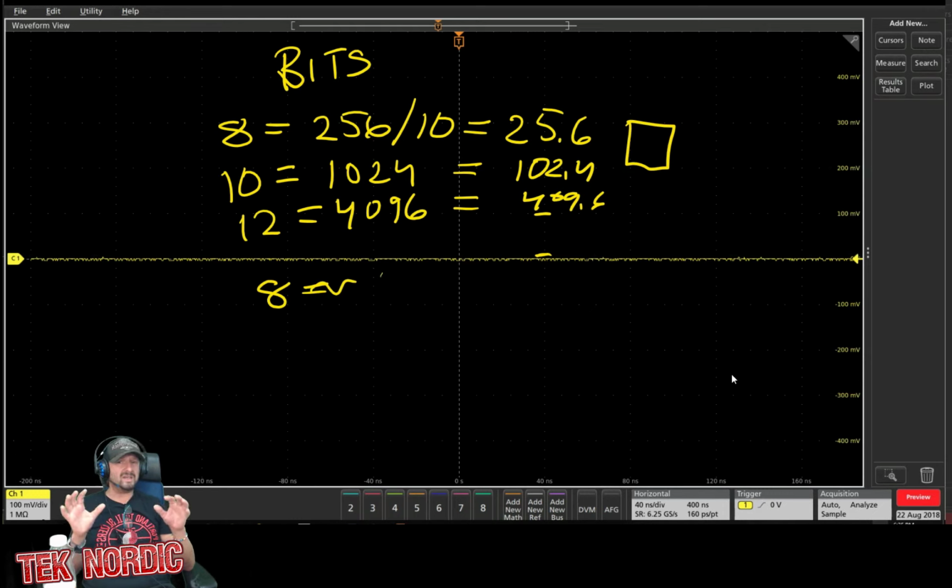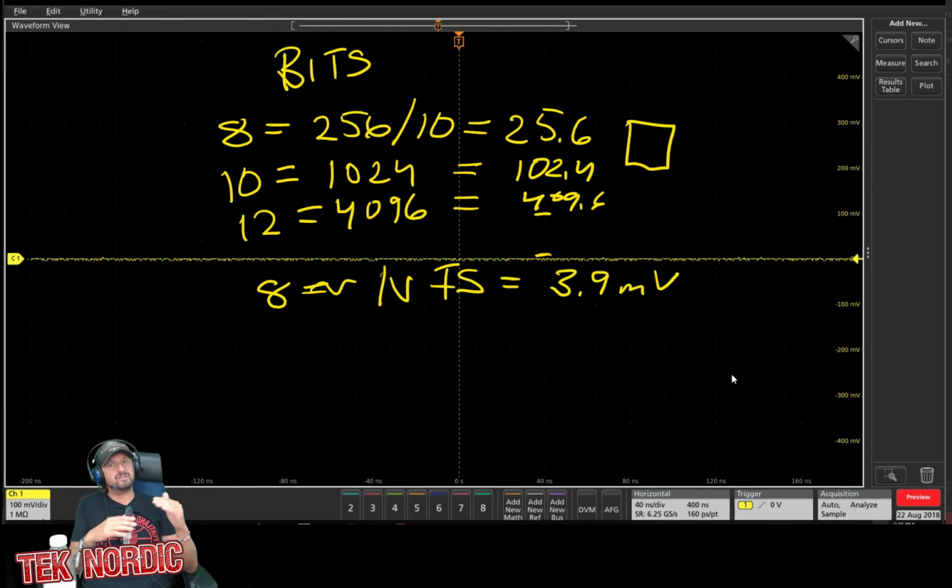This gives you, in this case, when we have 1 volt full scale or 100 millivolt per div, approximately 3.9 millivolt as the best resolution. That's actually the step size. And the 12-bit, of course, will give you much more. At 1 volt full scale, it will give you less than a millivolt. I think it's 0.25 approximately.